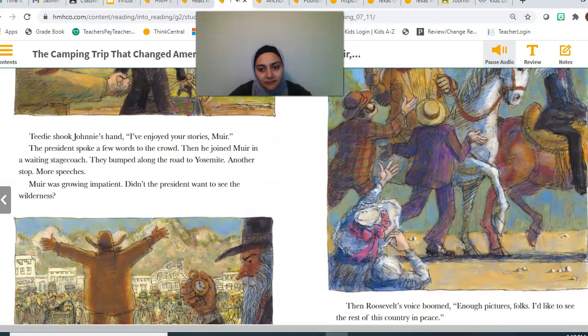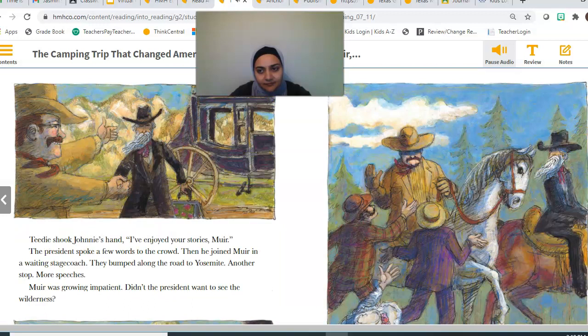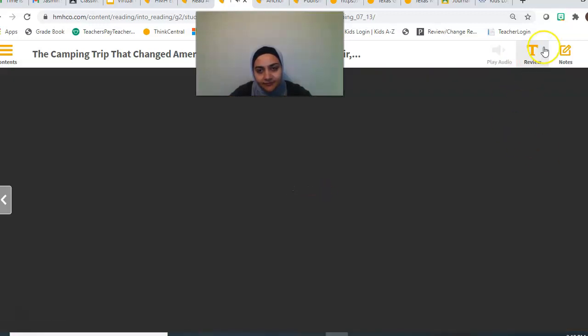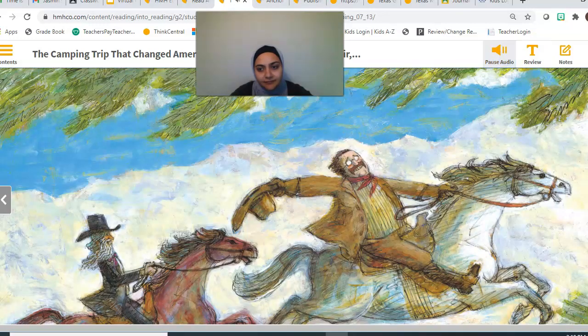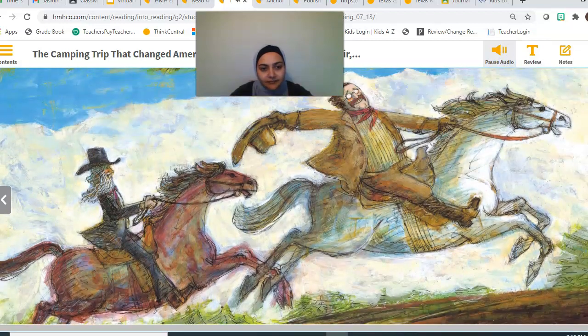Then Roosevelt's voice boomed, "Enough pictures, folks. I'd like to see the rest of this country in peace." The president sent his men ahead to set up camp. Leaving the shocked crowd behind, Teedy and Johnny rode off alone. "I feel like a runaway schoolboy," Teedy laughed as his horse galloped along.